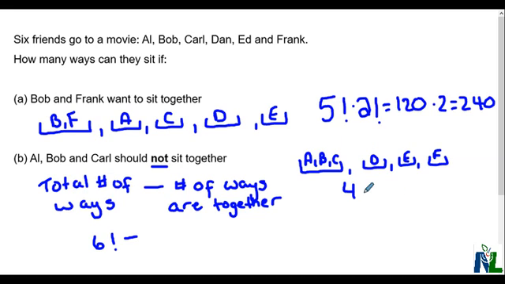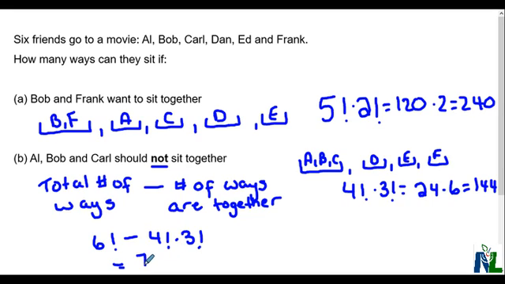That's 4 factorial. Now Al, Bob, and Carl, they can be arranged themselves in 3 factorial ways. So 4 factorial is 24, 3 factorial is 6, for a total of 144 ways. So going back down here to my formula, 6 factorial minus the number of ways they actually are together, 3 factorial times 4 factorial, that is 720 minus 144, for a total of 576 ways.